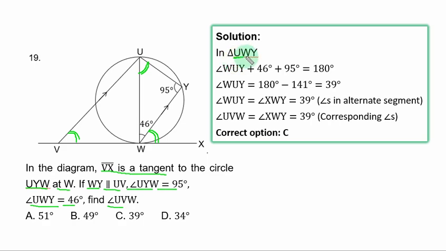In triangle UWY, if you add the three angles, the sum is 180 degrees. This angle WUY becomes 180 degrees minus the sum of 46 degrees and 95 degrees, which is 141 degrees, and you have 39 degrees. Now angle WUY is equal to angle SWY, that is this place, angles in alternate segment, and the angle you are asked to solve for, angle UVW, is equal to angle SWY, the same 39 degrees, corresponding angles. C is the correct option.